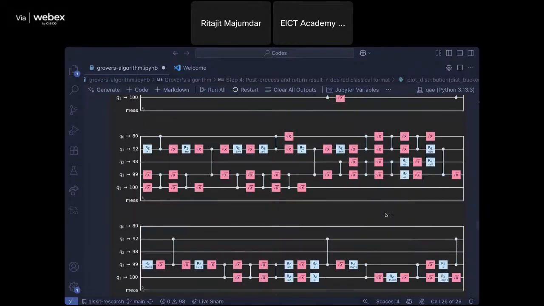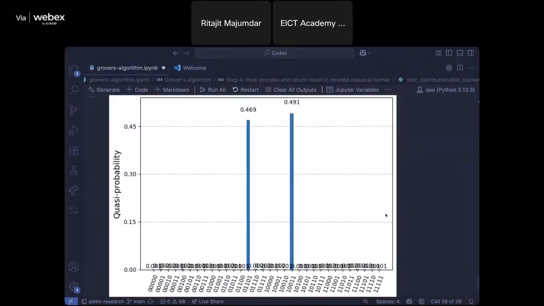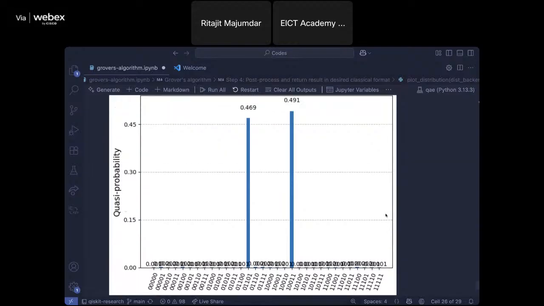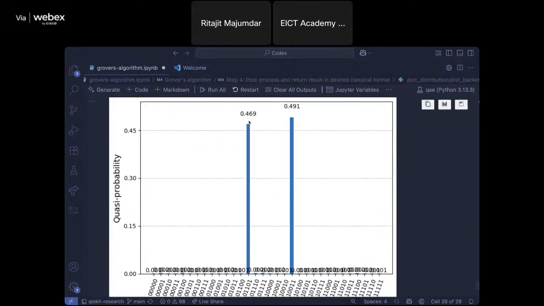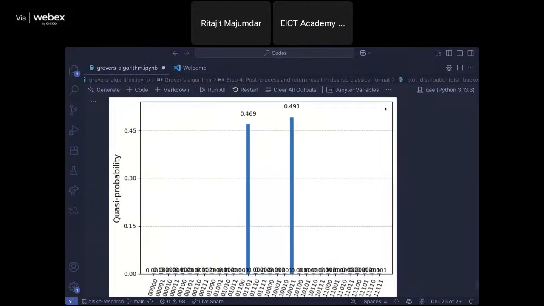But we see the outcome is good. It's around 96% probability that we'll get the correct outcome, which is very nice for a probabilistic algorithm. And the probability is roughly equally distributed between the two mark states, right?